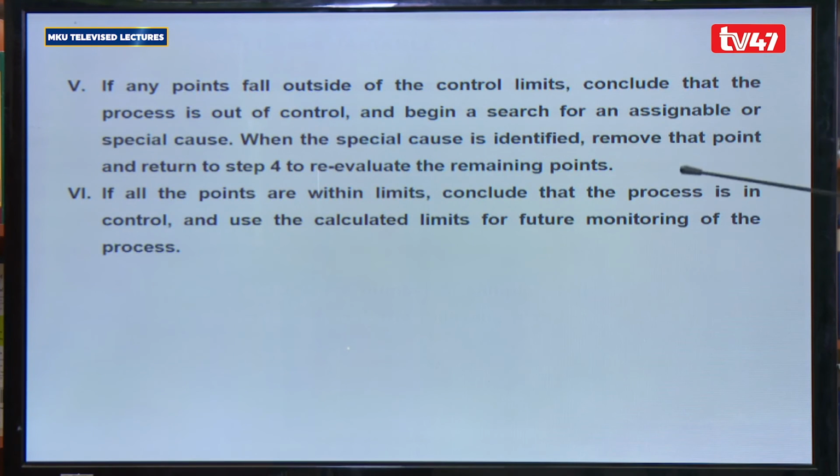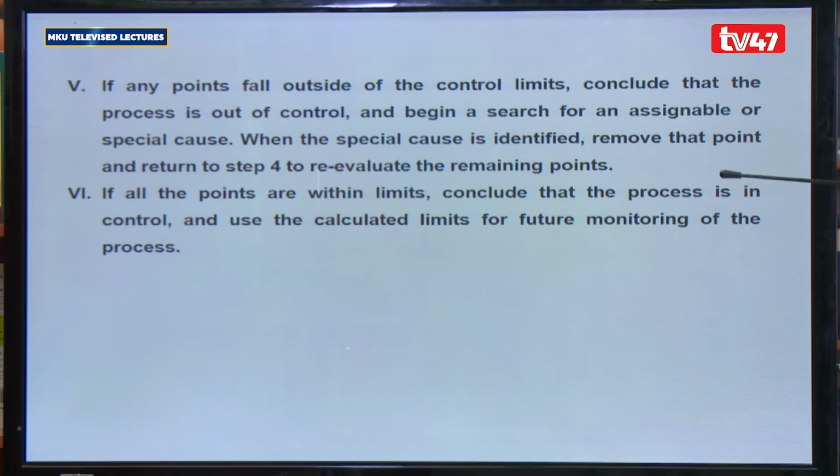Then, after we have plotted the X-bar chart, the R chart or the S chart, if any points fall outside of the control limits, then we can conclude that the process is out of control. So the upper and the lower limit give us the threshold from which we can say that the process is out of control.